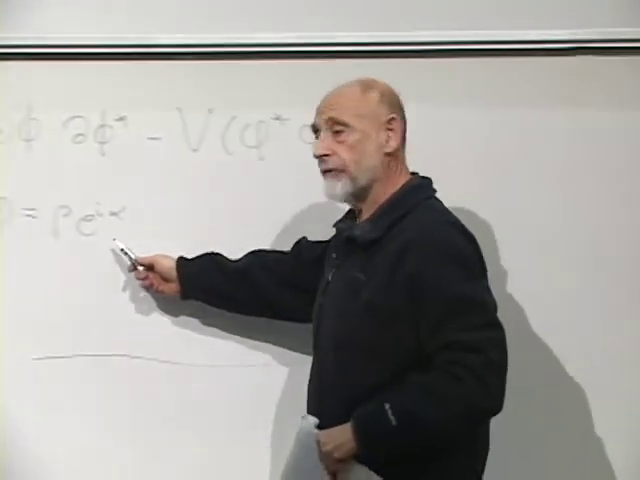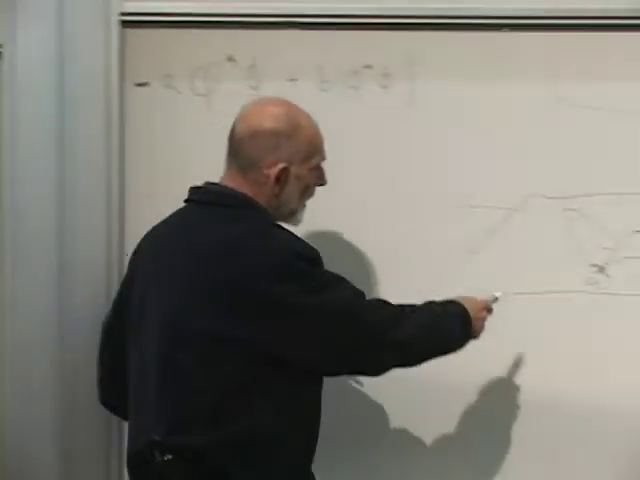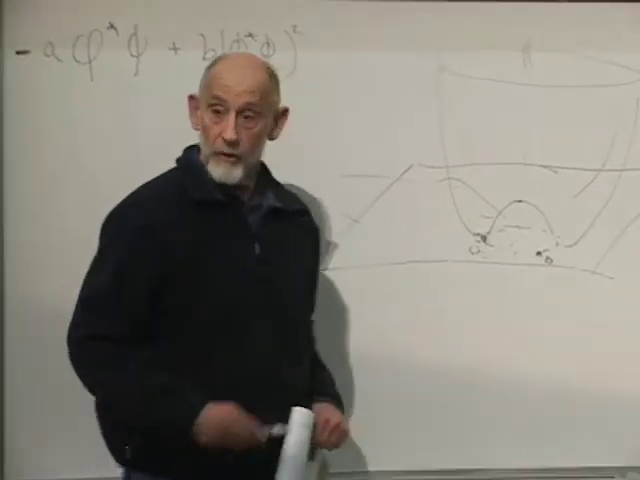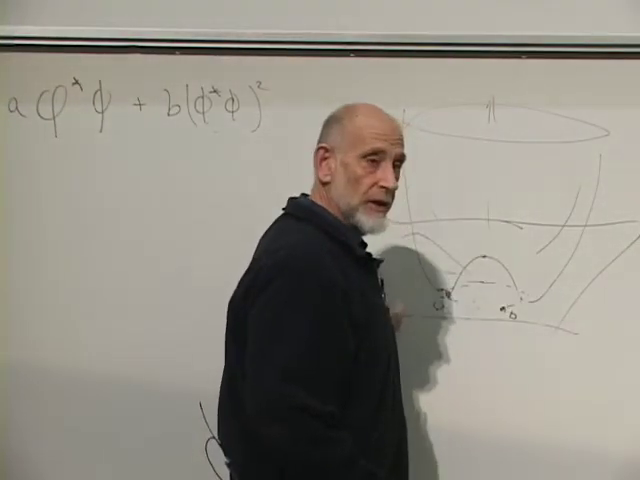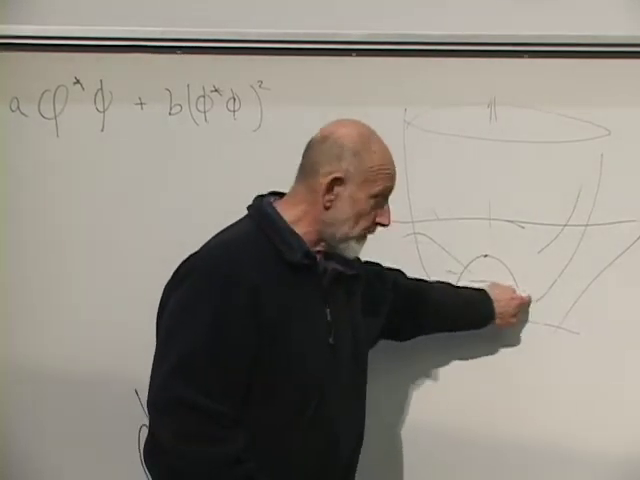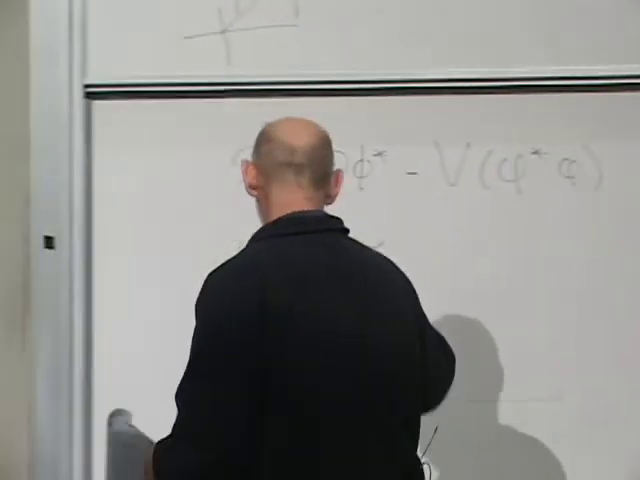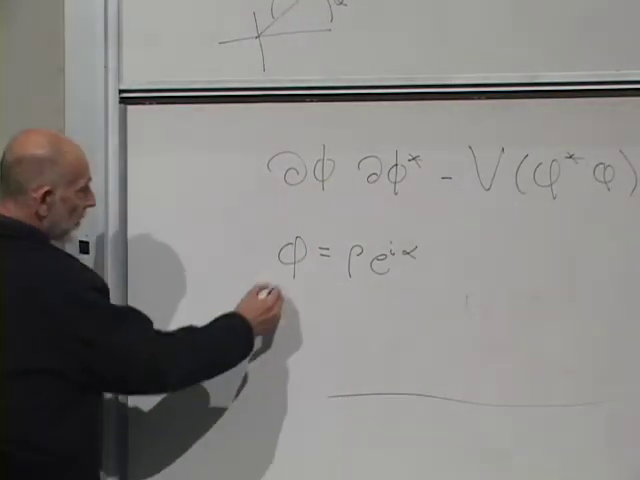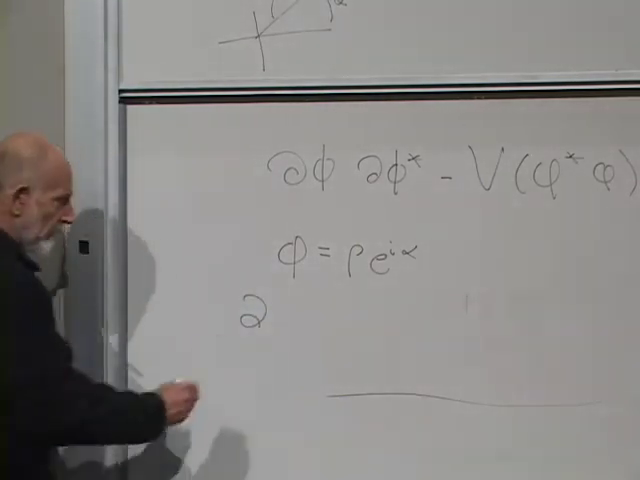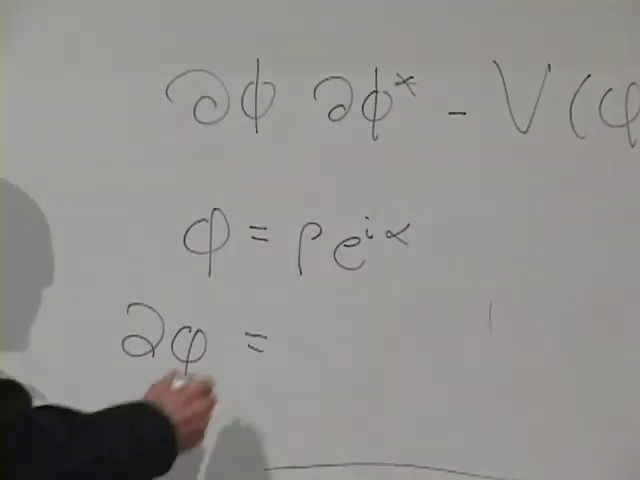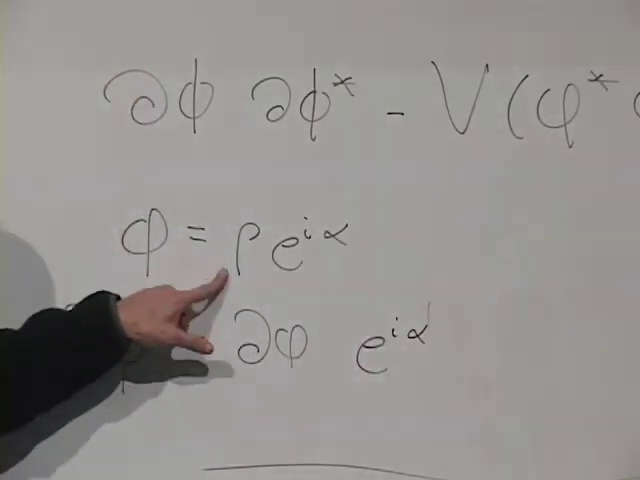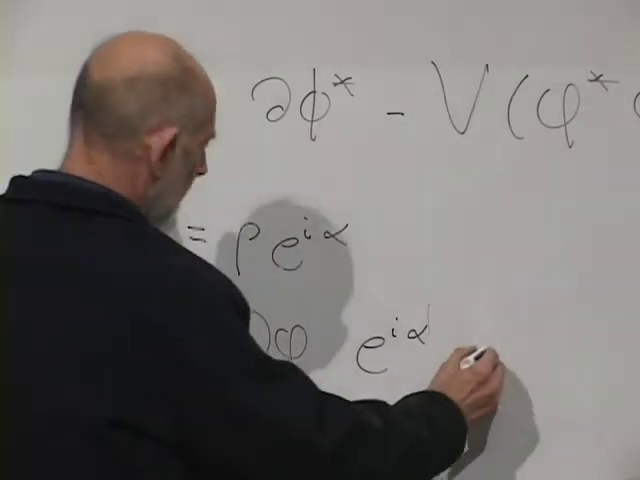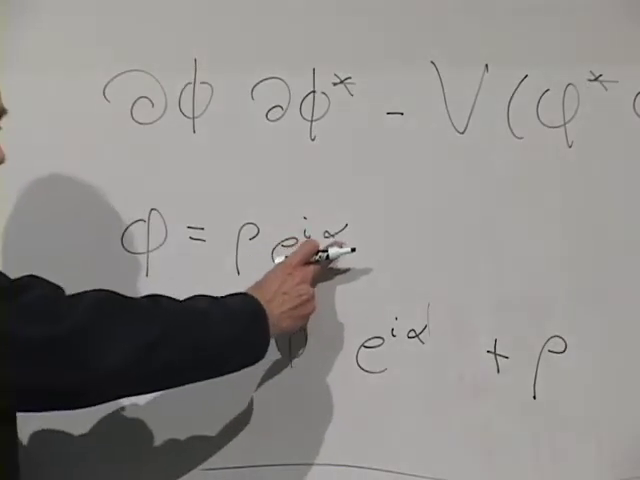Moving around on the track here corresponds to keeping rho constant and varying alpha. So you can think of alpha as a field whose value is on this circle here, if you like, or at least it has to do with an angle. Rho is a field which, when you change it, changes the potential energy and pushes you away from the minimum energy. Okay, let's try to write down what the Lagrangian is in terms of rho and alpha. Very easy. The derivative of phi, with respect to any direction in space or in space-time, is equal to the derivative of rho times e to the i alpha. That's differentiating this factor, leaving this one alone. And then the other term is plus rho times the derivative of e to the i alpha. What's that?